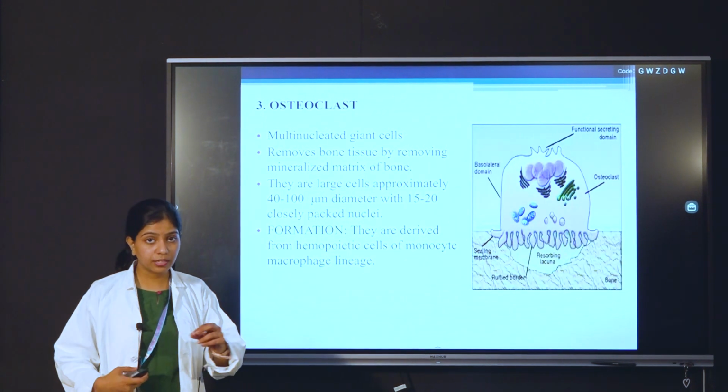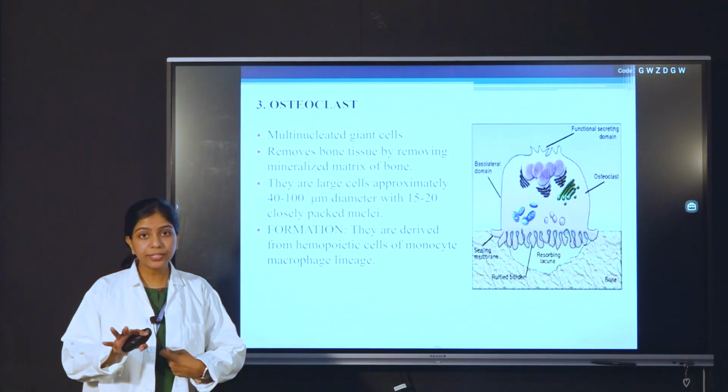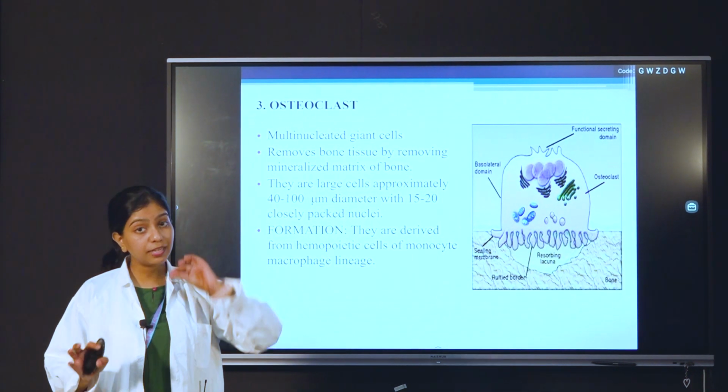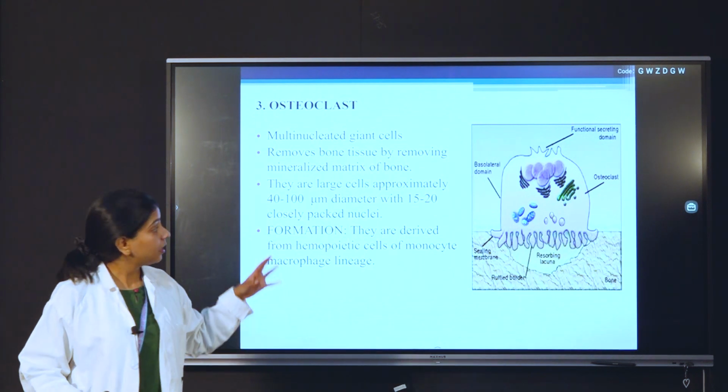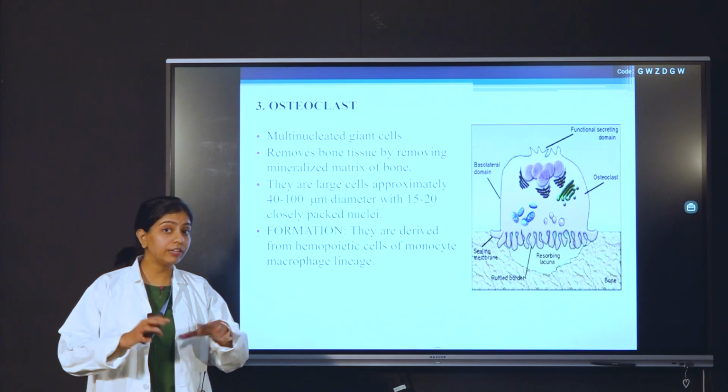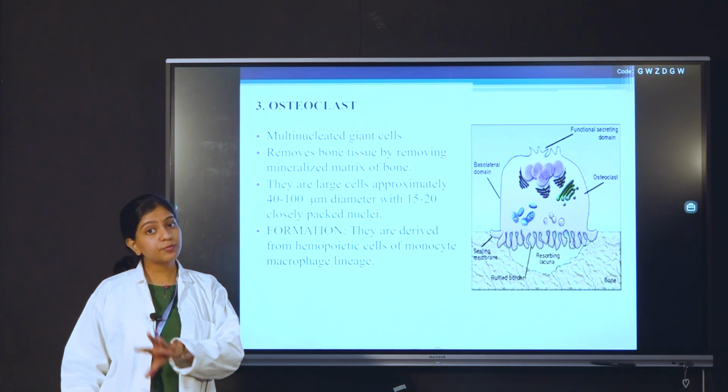Finally, what are osteoclasts? Unlike the osteoblasts, which are mononucleated, osteoclasts are multinucleated and giant cells. The main function of osteoclasts is to resorb the bone, whereas osteoblasts lay down the bone.